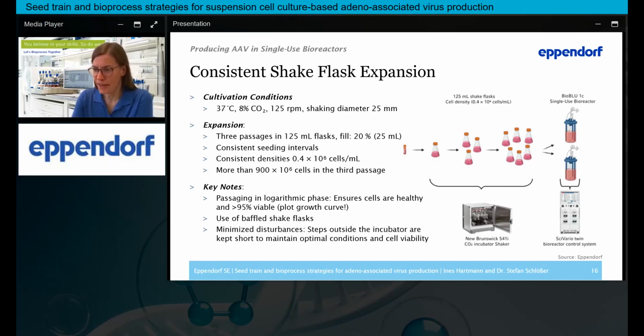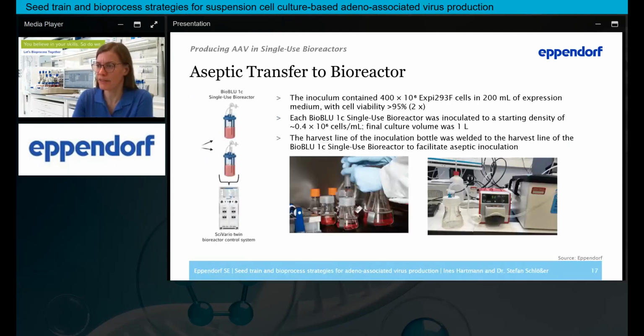And what we also care for is to minimize disturbances, so organize also in the incubator and reduce the steps outside the incubator to a very short time, and to have optimal conditions and the highest cell viability in the end. What we had in the end, the inoculum after 3 passages, was more than 900 million cells, and we had like 2 inoculums because we had 2 bioreactor vessels in this case, as the Salvario twin can handle 2 bioreactors with 1 controller.